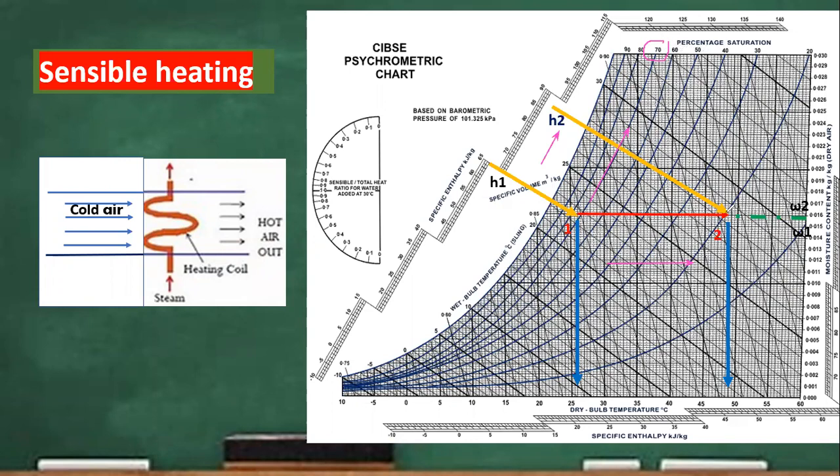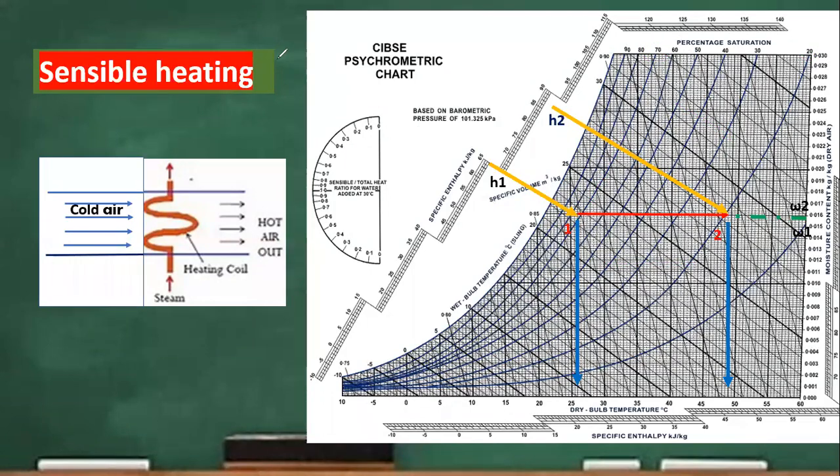So point number 2 is located on this curve. So what is the relative humidity at point number 2? That is 20%. So there is a decrease in the relative humidity. This is the fourth important point you need to understand here. So what are the points? First point is, during sensible heating, the moisture content remains constant. Second point, temperature increases. And third point, enthalpy increases. But fourth point is that relative humidity gradually decreases.